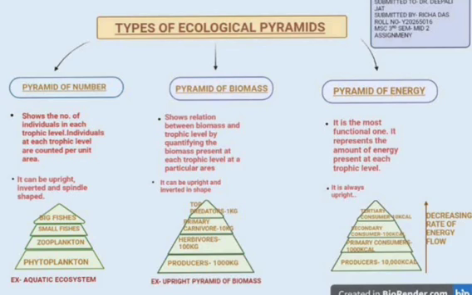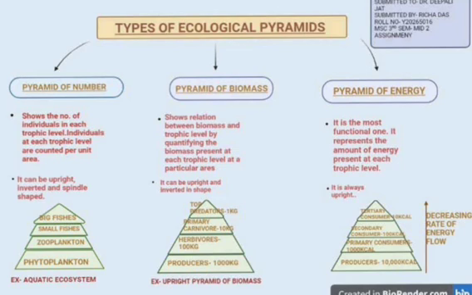It shows the relationship between biomass and trophic levels by quantifying the biomass present at each level at a particular time. Biomass is defined as the total amount of living organic matter in an ecosystem. It is a graphic representation of biomass present in a unit area at a particular time in different trophic levels. It may be upright in the case of a forest ecosystem, with producers forming the broad base and consumers forming the narrow top. It can also be inverted in the case of a pond ecosystem.